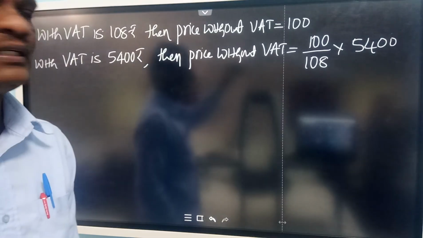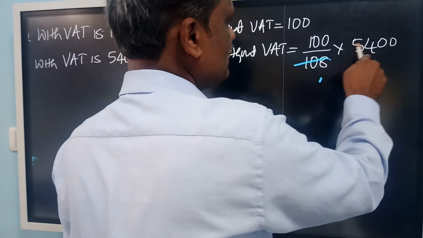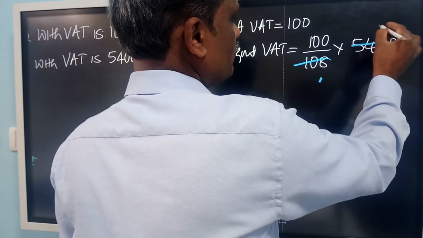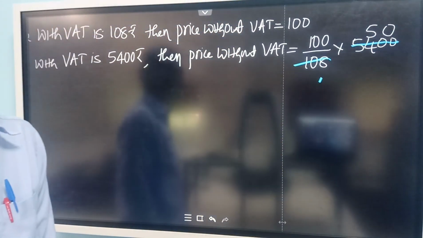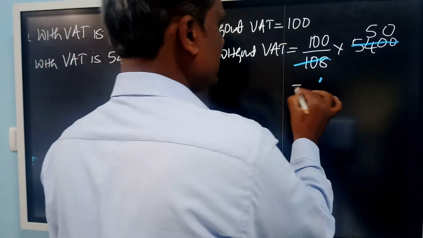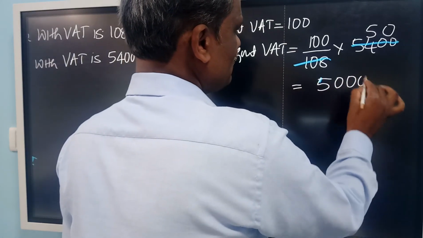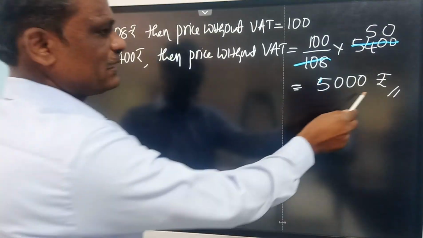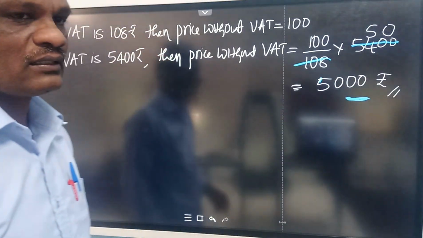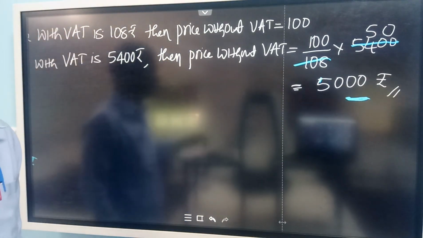Divide this: 108 into 540 is 5, then 0, so it is 50. Then 50 into 100 is 5,000 rupees. So this is the price without VAT. With VAT it is 5,400.